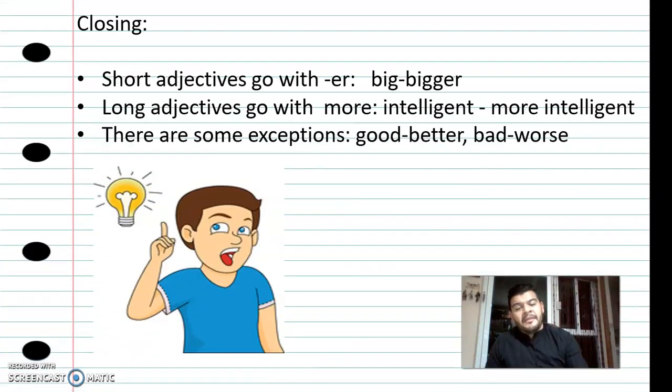So remember, the closing is short adjectives go with er, big and bigger. Long adjectives, they go with the word more, intelligent changes to more intelligent. And there are some exceptions like good changes to better, bad and worse.